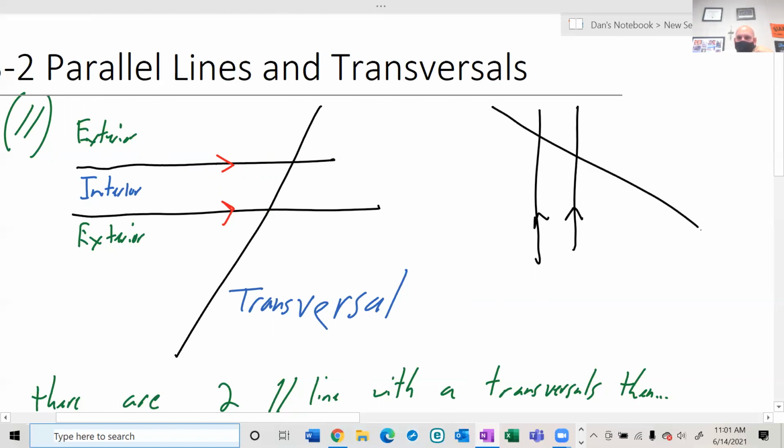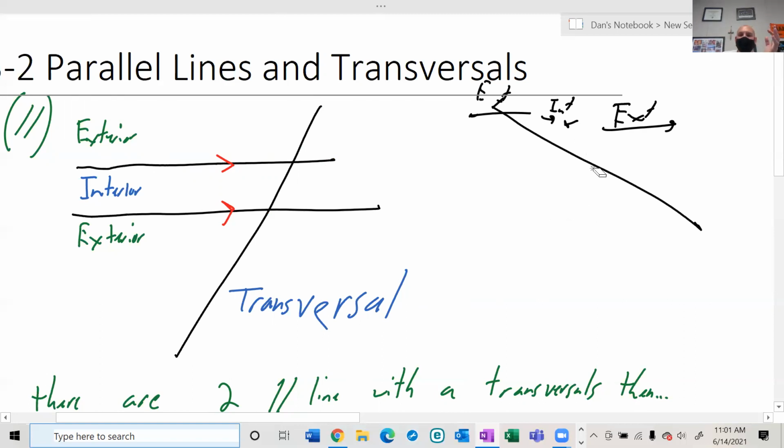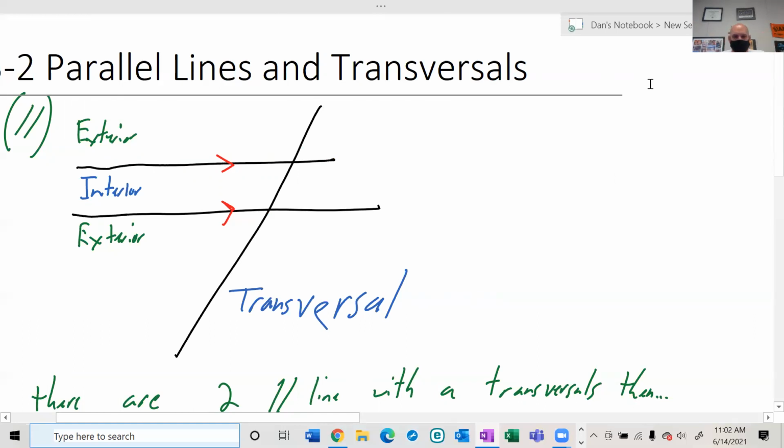And the transversal could be here. This would be the interior in here. This out here would be the exterior, and out here would be the exterior. Do you guys see that? It means it's between the two parallel lines. That is the interior, like sandwiched in between the lines. The exterior would be outside those two lines. So we have interior and exterior.